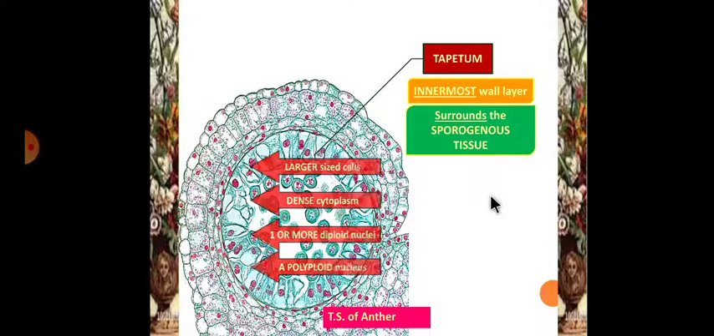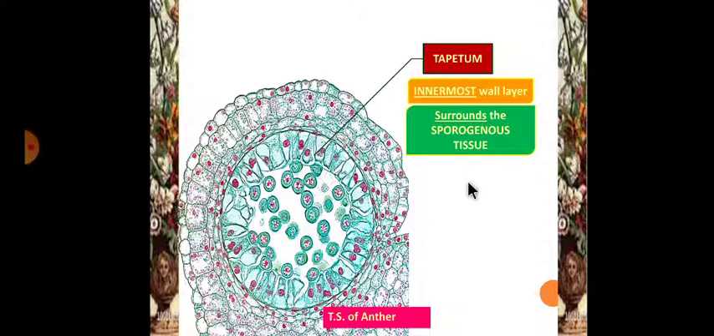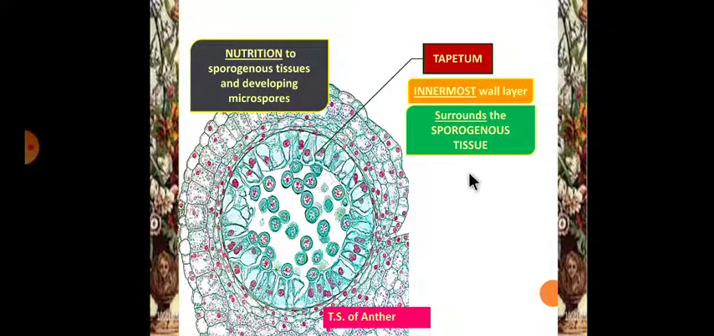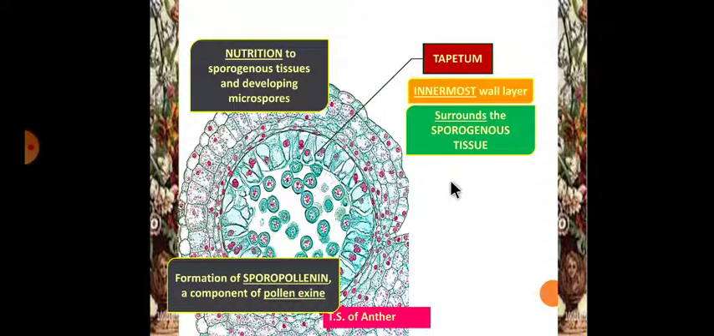A polyploid nucleus will be present in the cells of what? Tapetum. Tapetum has got many functions. It nourishes the pollen grain, it secretes enzymes, it secretes pollen kit around the pollen grain, it protects the pollen from UV radiation. Like that, n number of functions are there. The first function: tapetum supplies nutrition to the sporogenous tissue and developing microspores. Second, it helps in the formation of sporopollenin, which is a very highly resistant chemical present around the pollen grain.